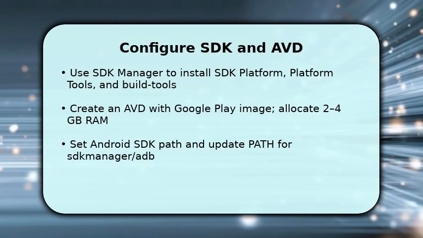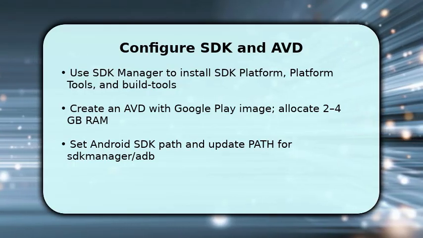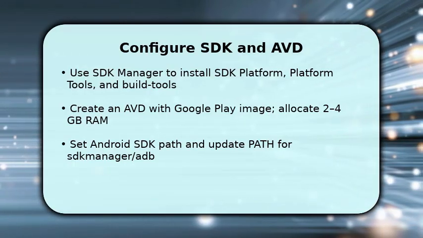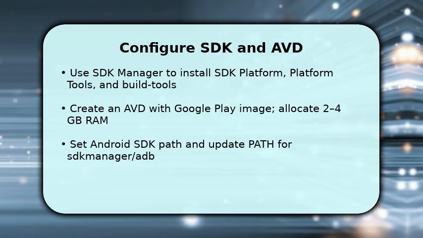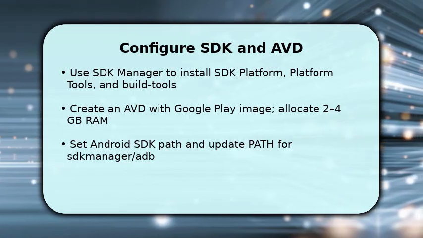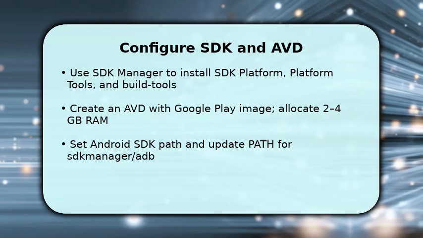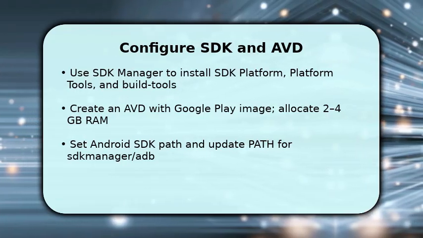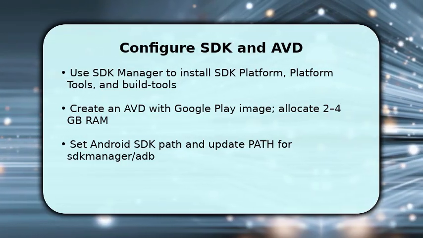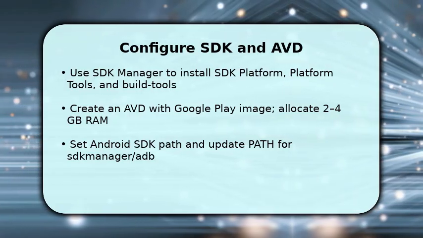Next, configure the SDK and virtual device so you can build and test. Open SDK Manager and install the SDK platform tools, and the matching build tools for your target API level, then accept licenses. Once installed, use AVD Manager to create a virtual device. Pick a Play-enabled system image and allocate 2 to 4 GB of RAM depending on your machine.